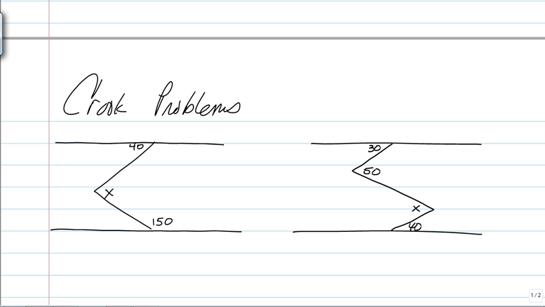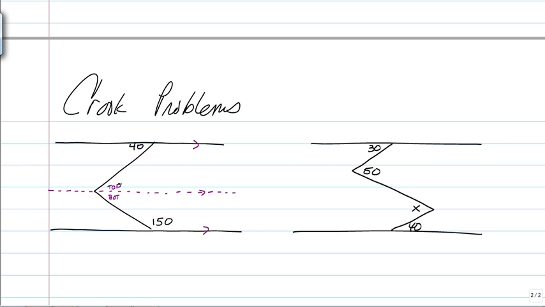This is what you need to do. So we have our Crook problems, which we are going to say that these lines are parallel. And what you need to do is draw in a third line that's parallel to the top and bottom. And by doing that, you in a way make x disappear and cut it into two different angles. So we have the bottom and we have the top.